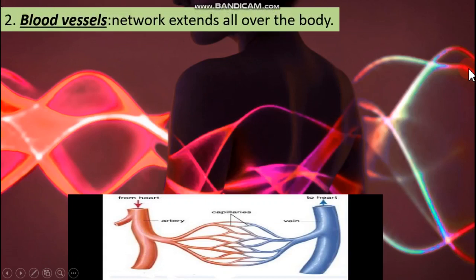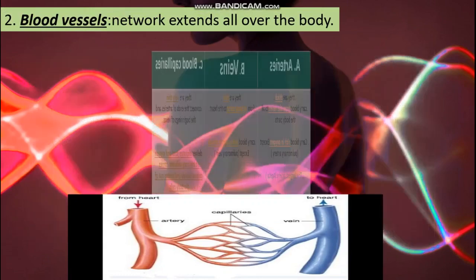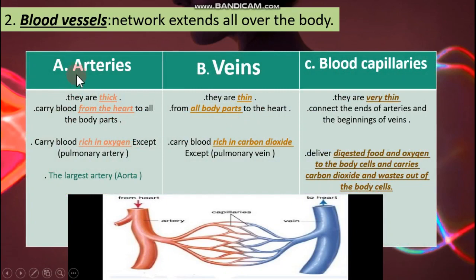After that, we have something called blood vessels. The blood vessels are a network that extends all over the body. There are 3 types of blood vessels: arteries, veins, and blood capillaries.